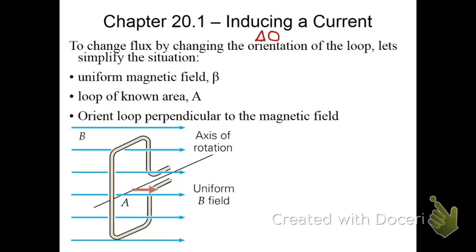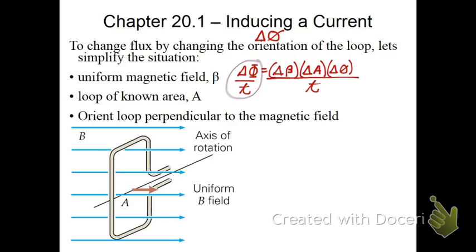So if I look at our equation, what we're going to do is simplify things and hold all these variables constant. When we had this on the previous slide, I'm going to take my magnetic field and my area and make those constants. Then I'm just going to vary theta with time. And delta theta over time, that is angular speed, that's omega. So I can replace this term right here with omega.